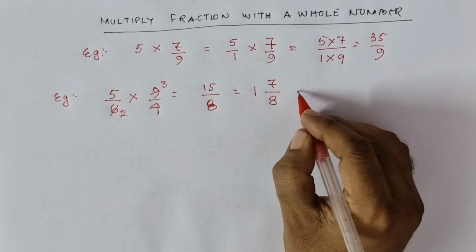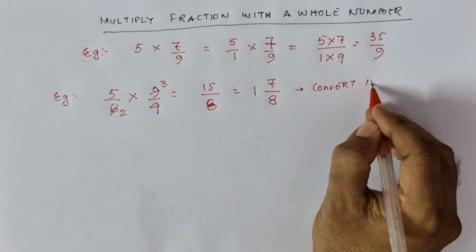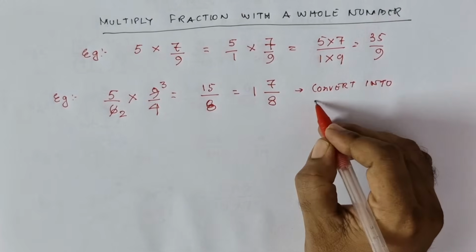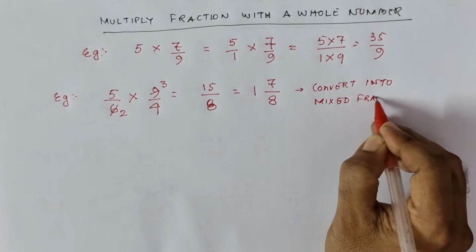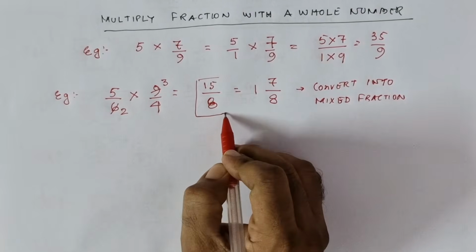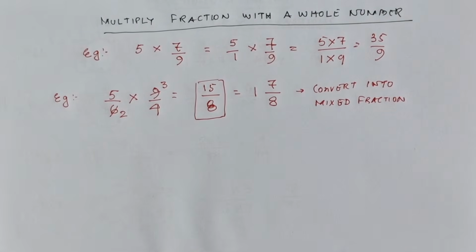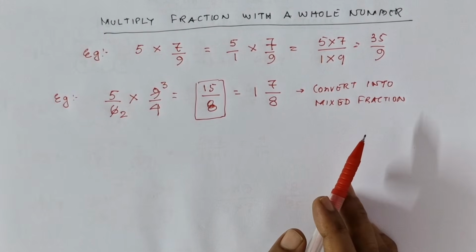Got it? So convert into a mixed fraction if the result is an improper fraction, right? This is an improper fraction. So if you get an improper fraction, convert this into a mixed fraction. Got it?